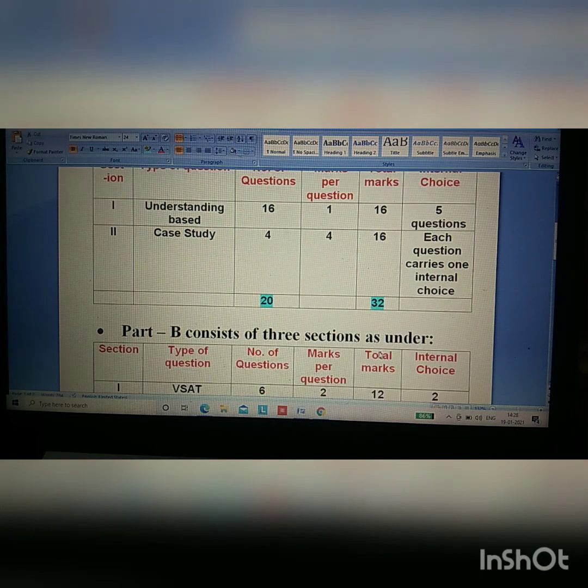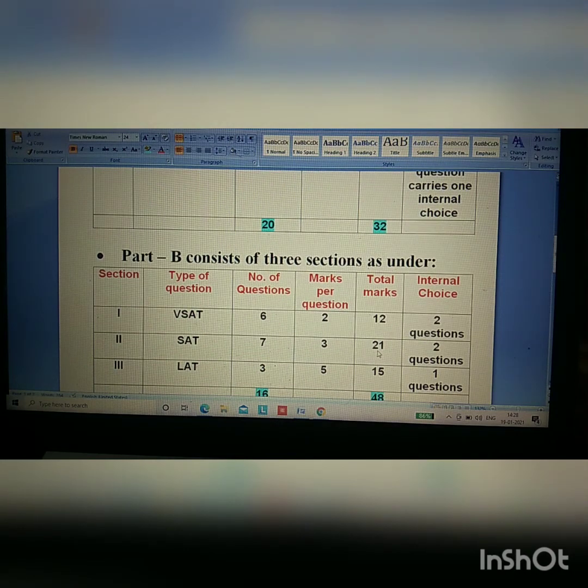Now let us go for part B. Part B further consists of 3 sections: Section 1, Section 2, Section 3. Section 1 consists of very short type questions, 6 questions carrying 2 marks per question, and the total weightage is 12 marks. Internal choice is given between 2 questions from section 1 of part B.